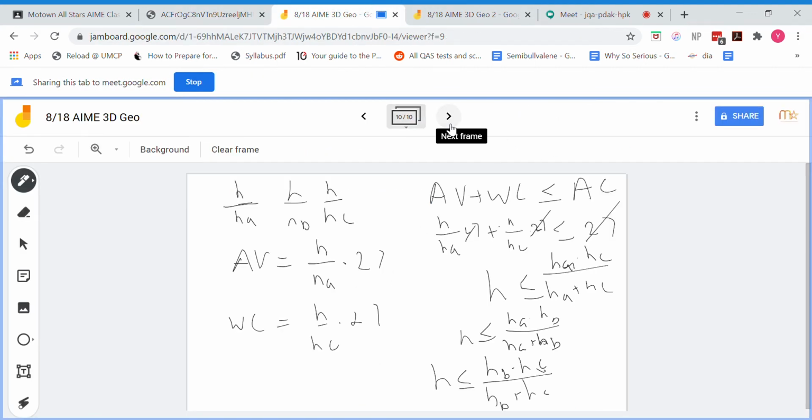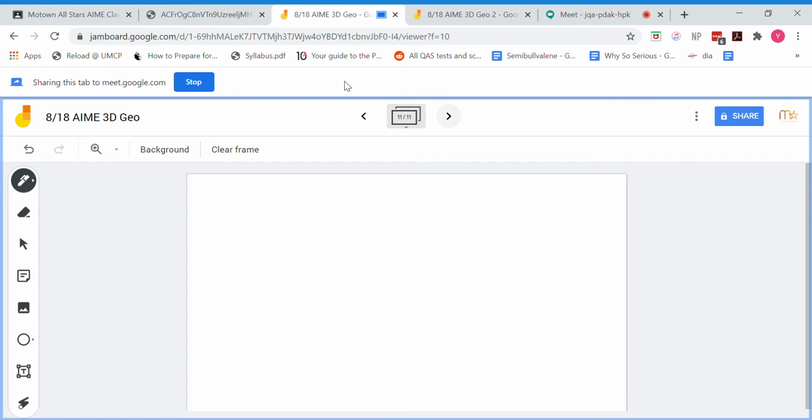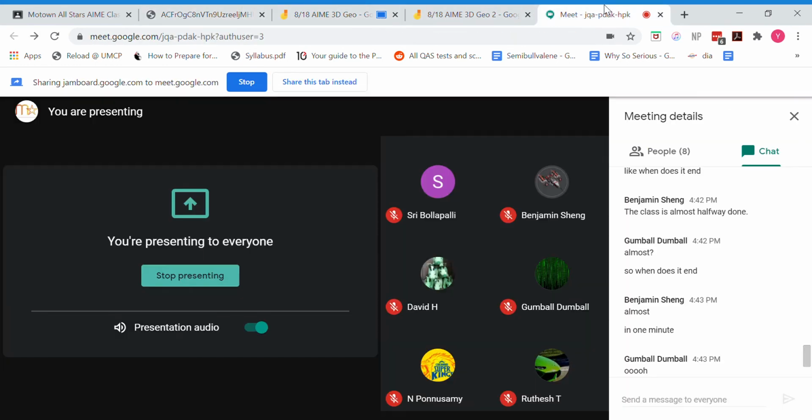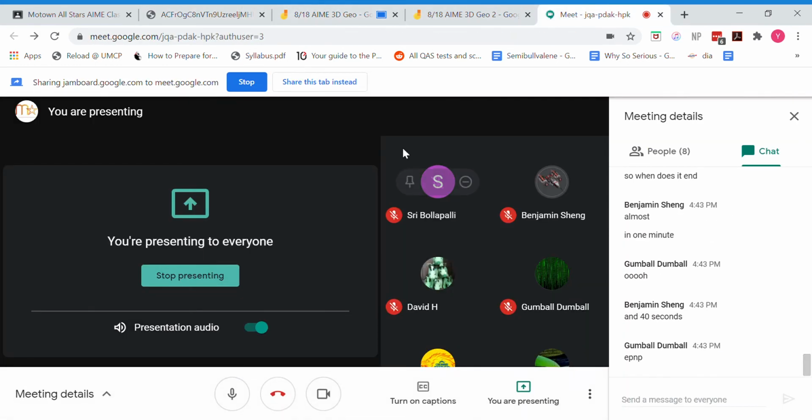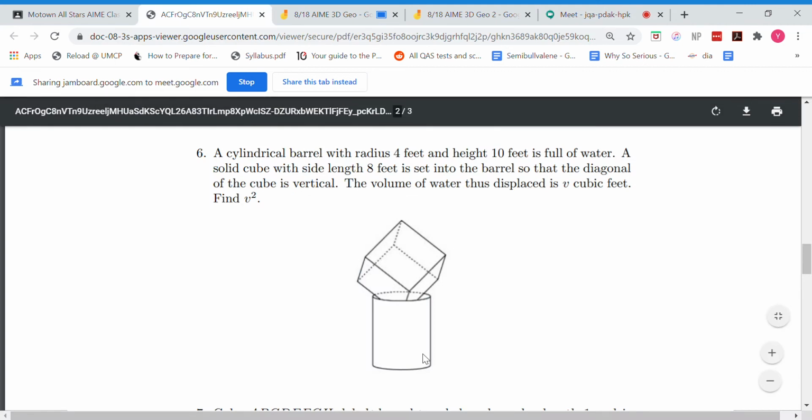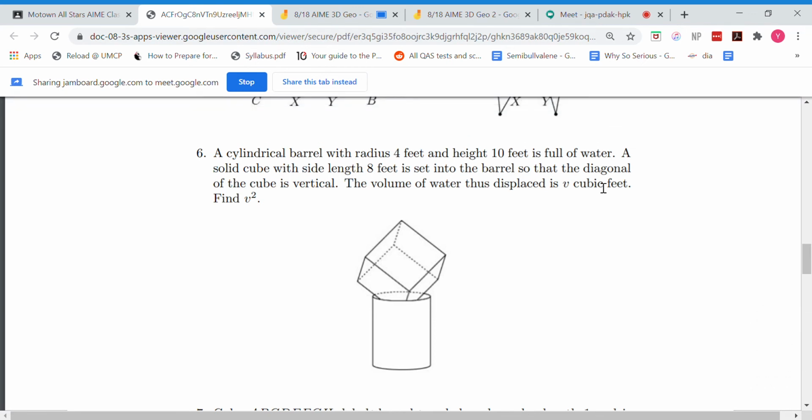As always, we draw a good diagram. But thankfully, they've drawn the diagram for us. And so let's see what we can dissect from it. So first thing is the diagonal of the cube is vertical, meaning that it's symmetric about all three sides. And so if you notice, they've drawn three sides that are going to be resting on top of the barrel.